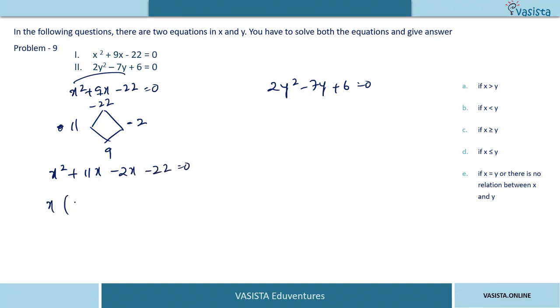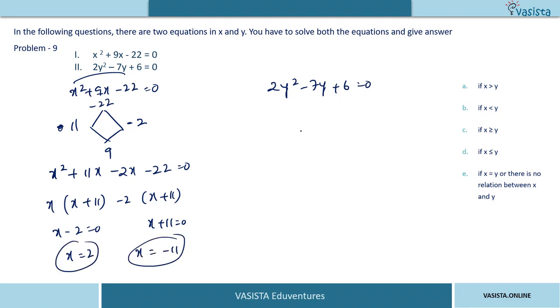x, you take a common, so that is x plus 11 minus 2. If you take a common, x plus 11, right, x minus 2 is equal to 0. x plus 11 is equal to 0. x is equal to 2 and x is equal to minus 9. So these two values we got of x. Similarly, let us find out for y.